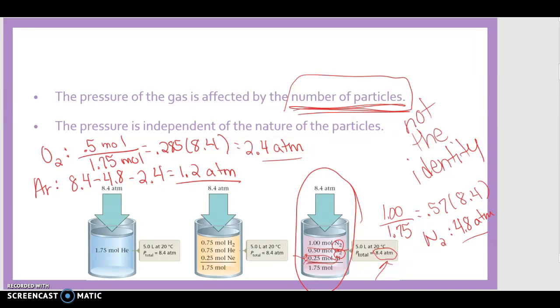So just parts of a whole, because the pressure inside of the container is due to, like I said, the number of particles. It does not matter the nature of the particles, not the identity. It's all about the number of particles.